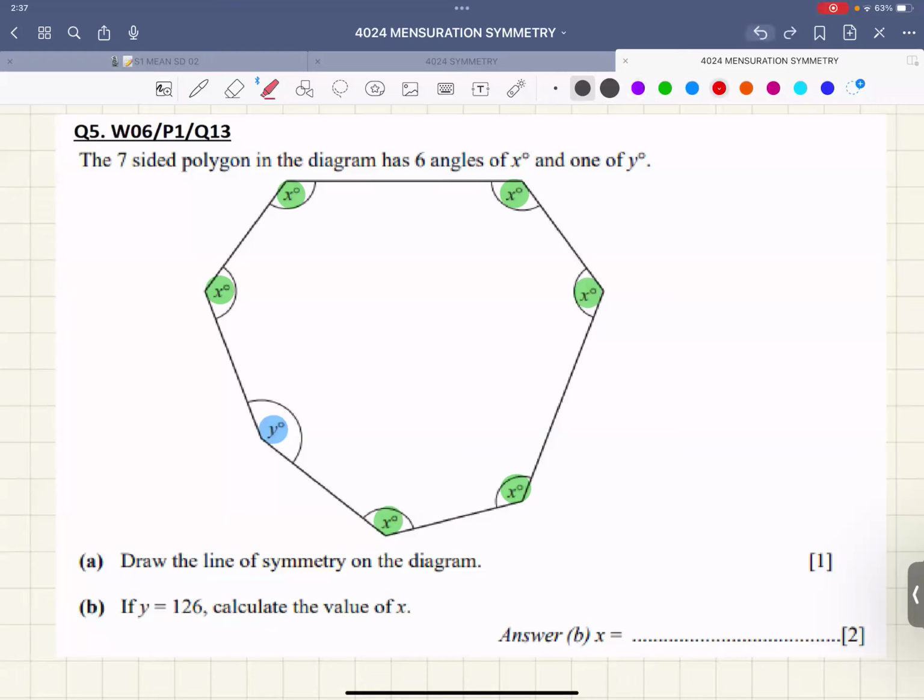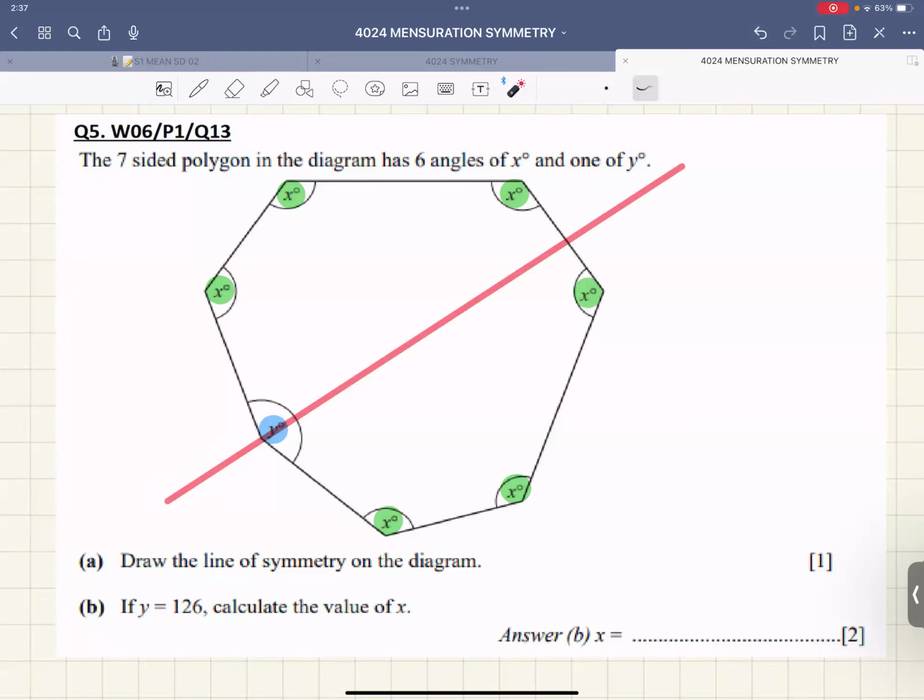So the line of symmetry is actually this one. Why? Because now you can very clearly see these two will overlap. That means this side will overlap with this side. These two would overlap, these two would overlap, the half of y and the half of y would overlap. So that's the line of symmetry for 1 mark.